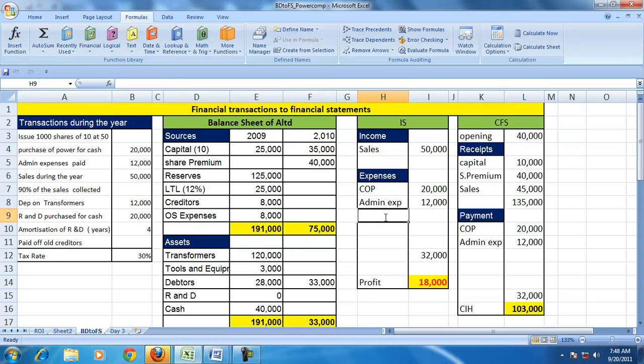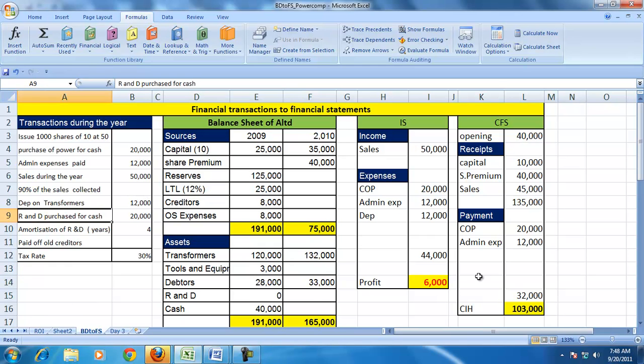Depreciation on transformers. So depreciation is an expense and no cash flow, but the reduction in the value of the transformers. So depreciation is an expense and a reduction of asset.